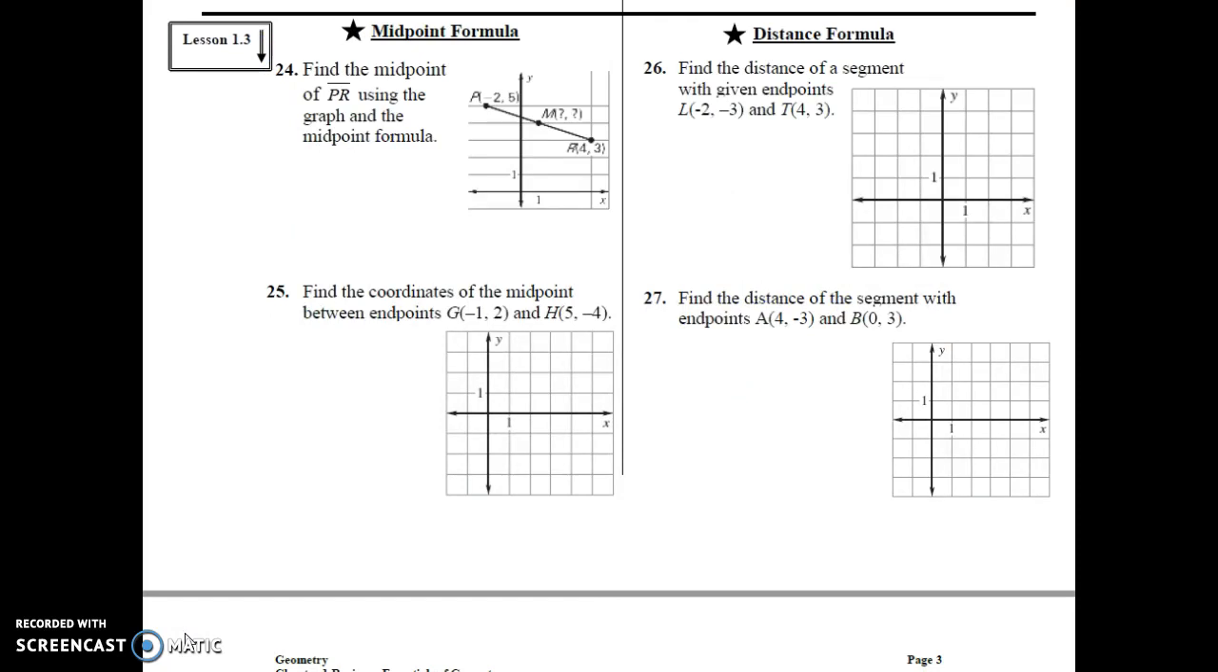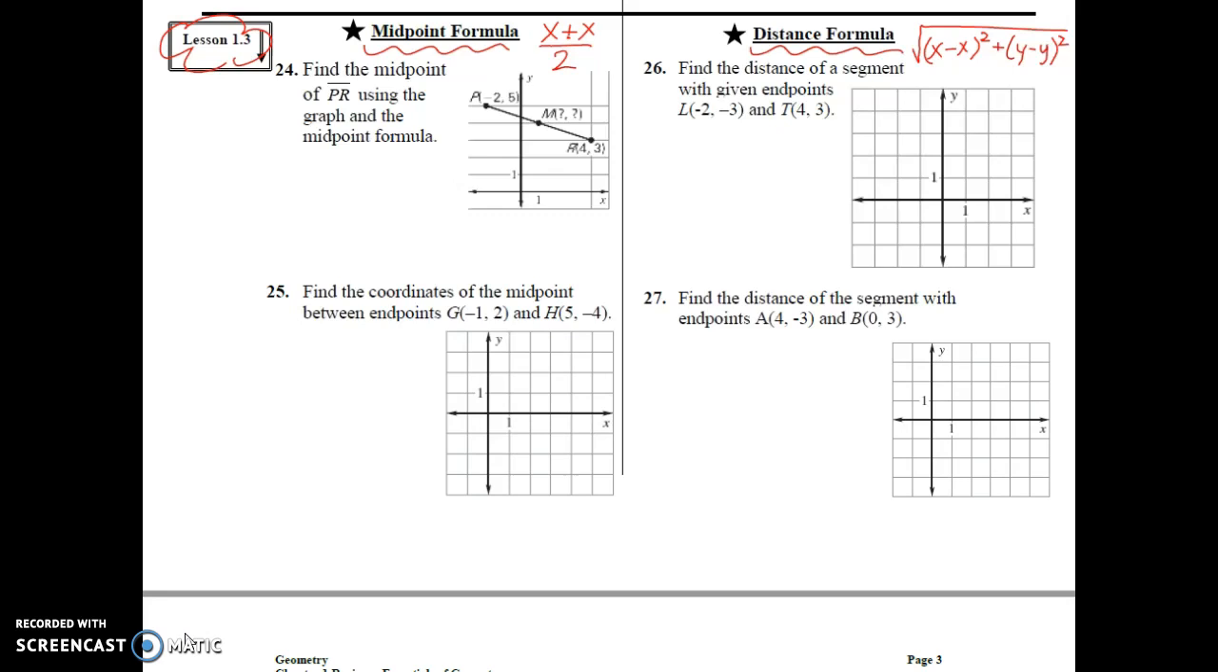For questions 24 through 27, we're going back to lesson 1.3. We're going to be doing the midpoint formula and the distance formula. Remember, the midpoint formula is the average of 2 numbers where you add them up and divide by 2. And the distance formula is the one with the square root, and that's where you do (x minus x) quantity squared, plus (y minus y) quantity squared, and we can do both of these on the graph.